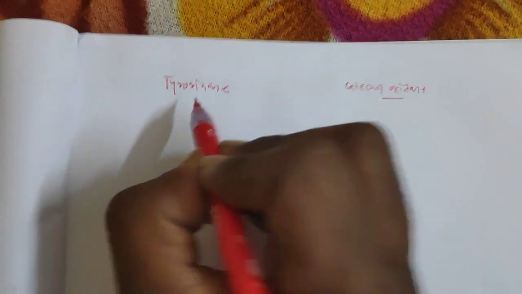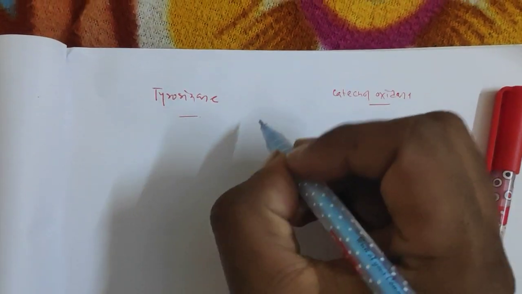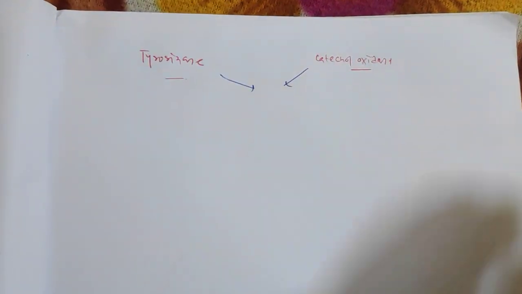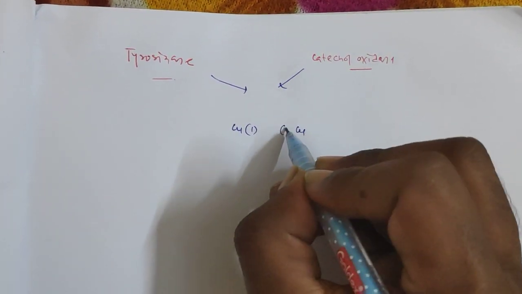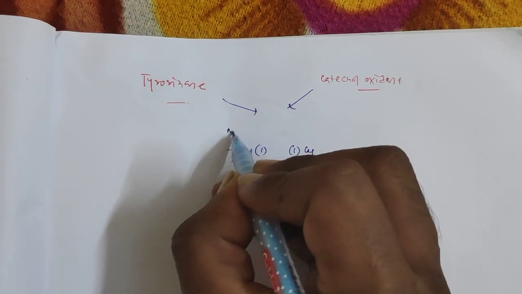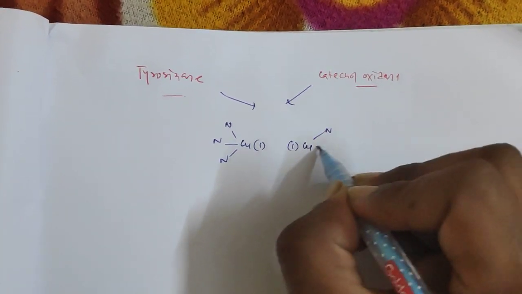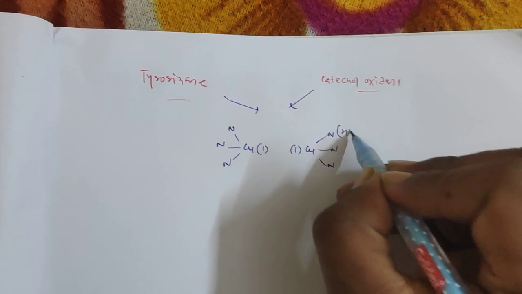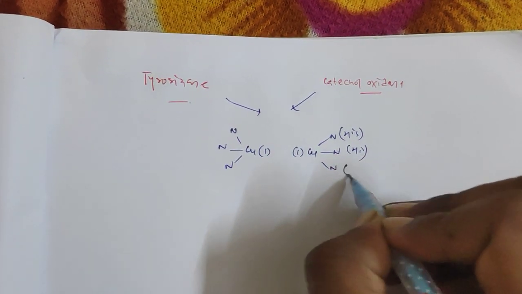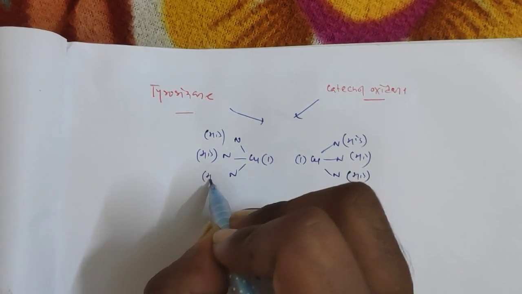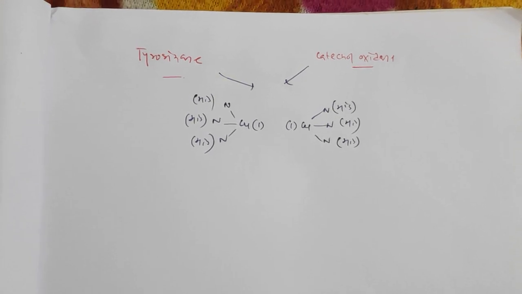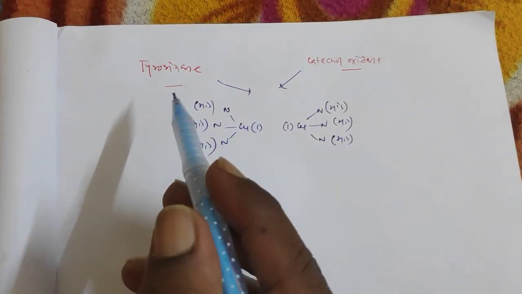Tyrosinase and catechol oxidase. Fine. So these two have a similar kind of active site. It contains two copper centers, both present as copper(I), and three N-histidine with each copper center. So these are all N-histidine moieties, histidine, histidine, and histidine. All are histidines.